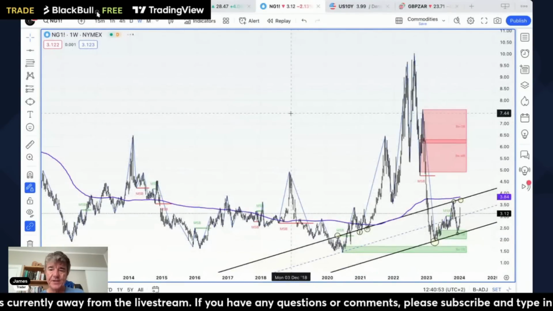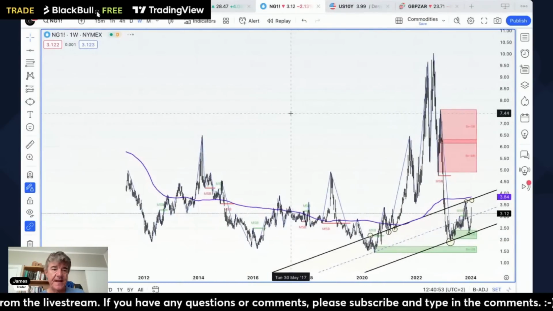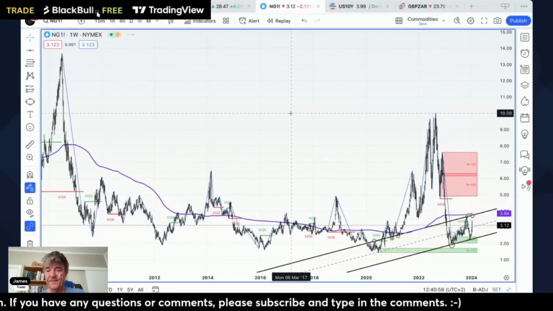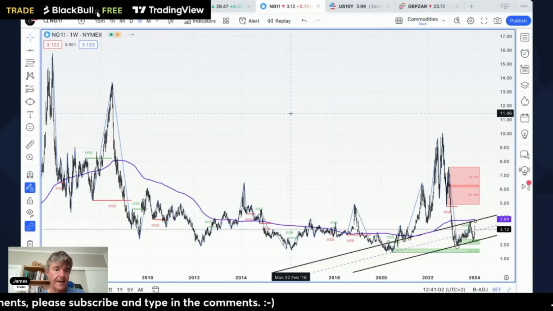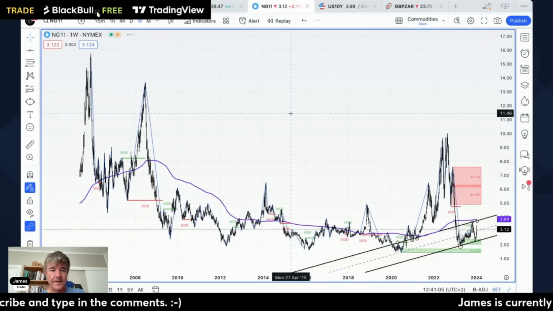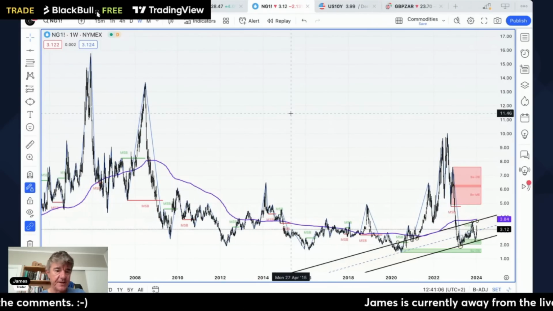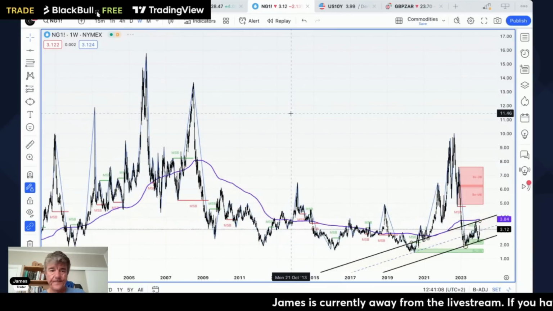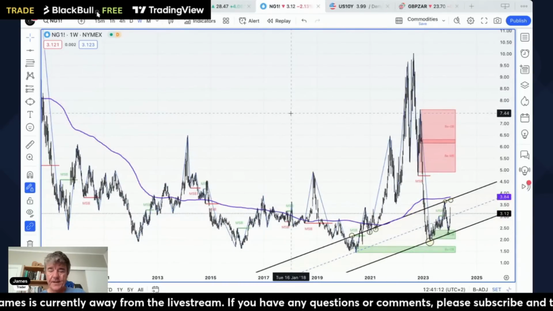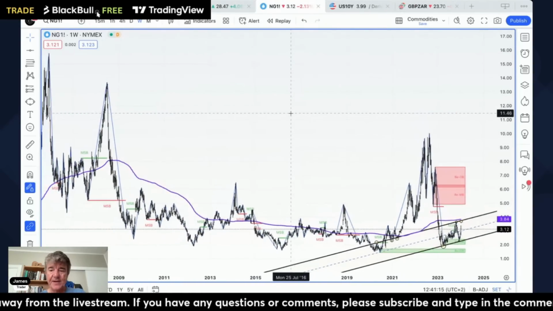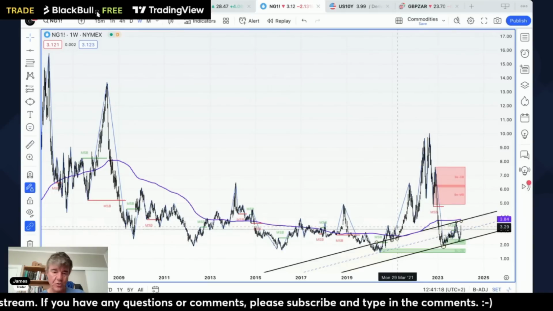So looking at the week chart, and this is the NYMEX Henry Hub week chart. It's a very long-term chart, and as you can see, kind of messy. Now what I wanted to point out is this channel here, which people are calling a bear flag.